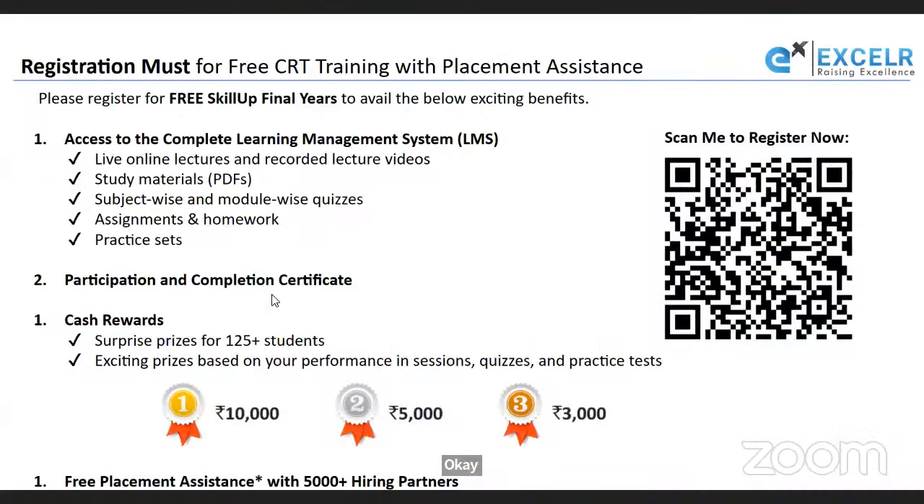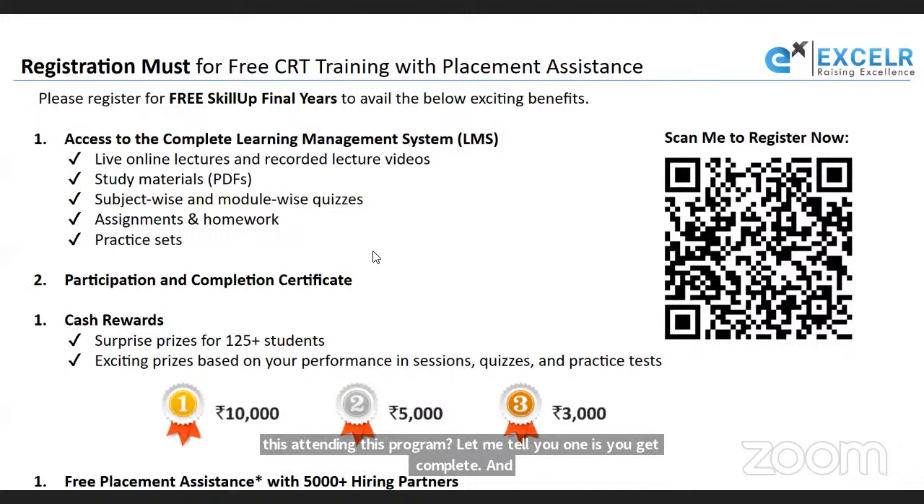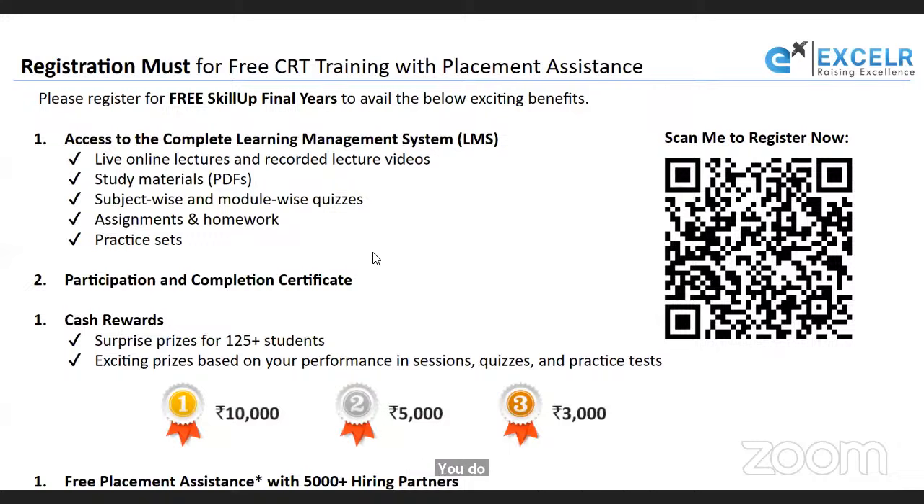Now, what is the benefit of attending this program? Let me tell you. One is you get complete access to the learning management system, that is the LMS. So we insist you register for this program. Only then will we be able to provide you with the LMS access. We will be giving you the study materials in the form of PDFs, and you will also have subject wise and module wise quizzes conducted.